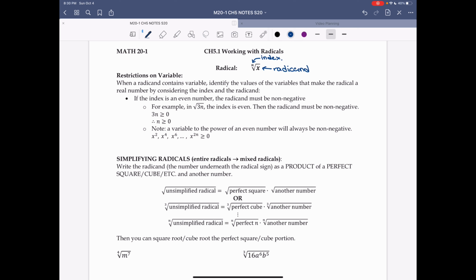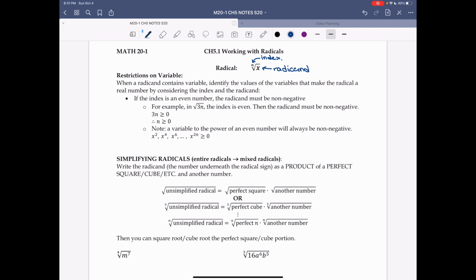Restrictions on variables. When a radicand contains variables, identify the values of the variables that make the radical a real number by considering the index and the radicand. If the index is an even number, the radicand must be non-negative. For example, in the square root of 3n, the index is even, then the radicand must be non-negative. So our restriction would be that 3n has to be greater than or equal to 0, which therefore means that n has to be greater than or equal to 0.